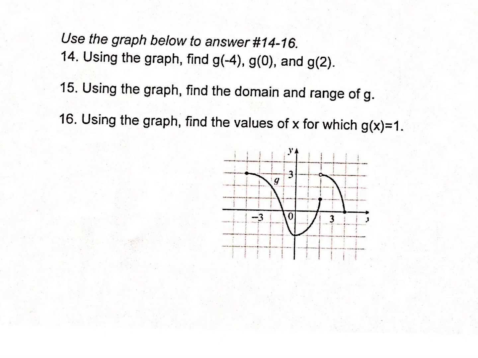All right, 14 through 16. It says using the graph, find g of -4. All that means is you have to find -4 on your x-axis right here and see where your graph is. Well, it's up at 3, so that's just 3. This one says g of 0. Find 0 on your x-axis. Where's the graph at? It's at -2. Find 2 on your x-axis. Where's the graph at? It's at 0.